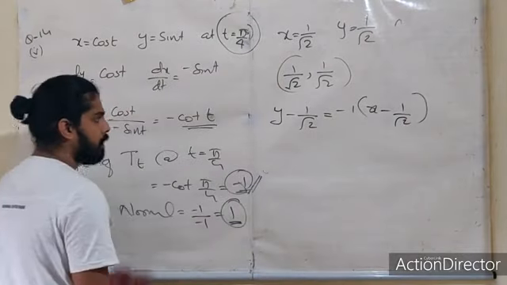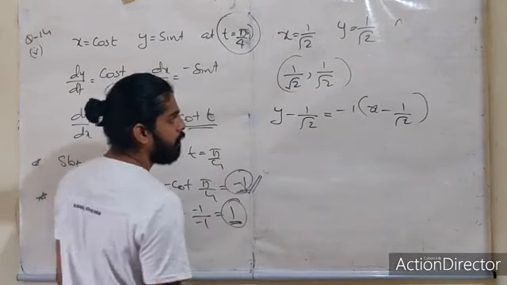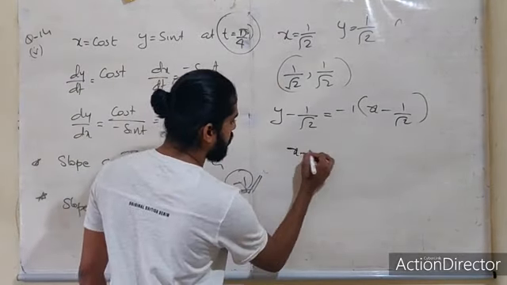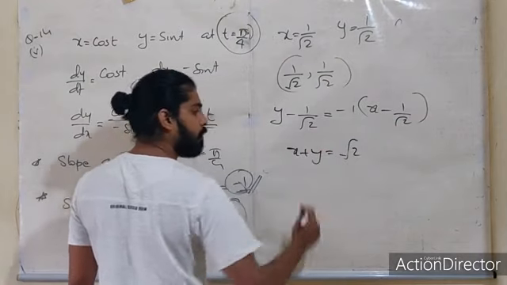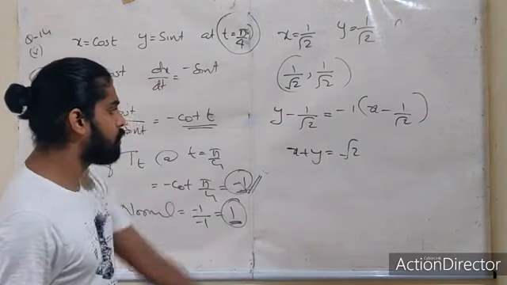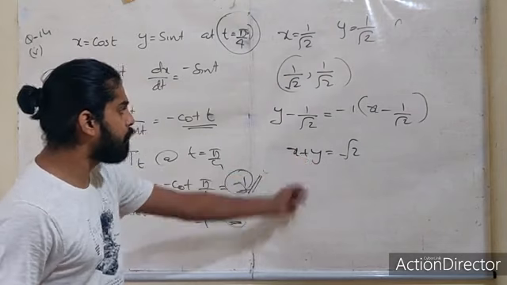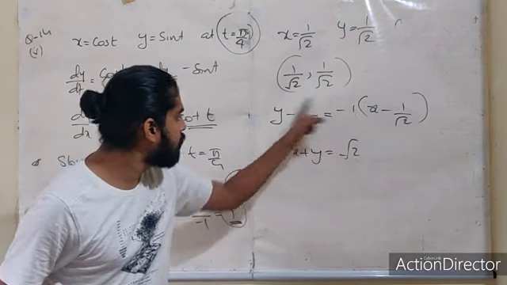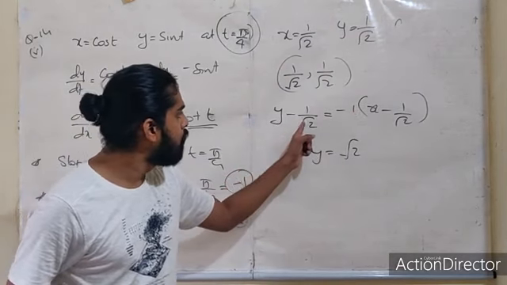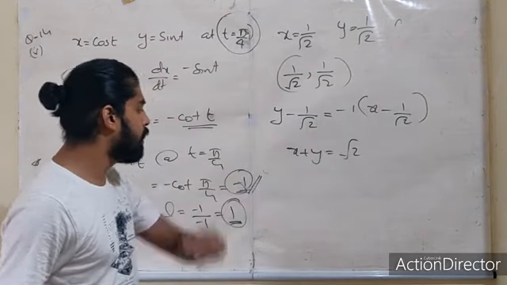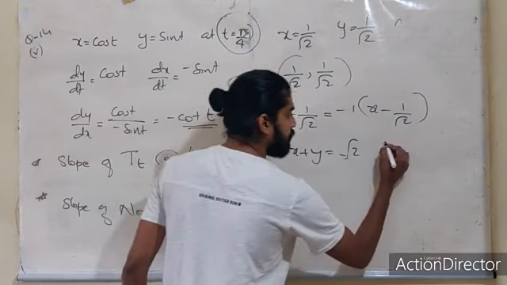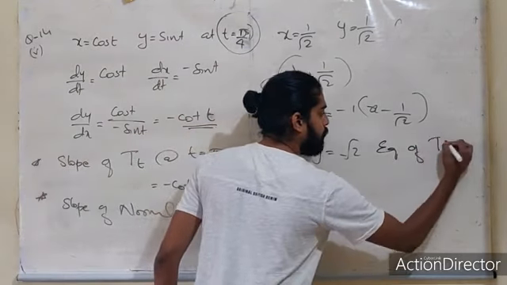Simplify this, and you will get the equation of tangent, which is x plus y equal to root 2. If you simplify, you will get it as x plus y is equal to root 2. This is the equation of tangent. The minus 1 by root 2 is taken to the other side, and you get x plus y equal to root 2, the equation of tangent.